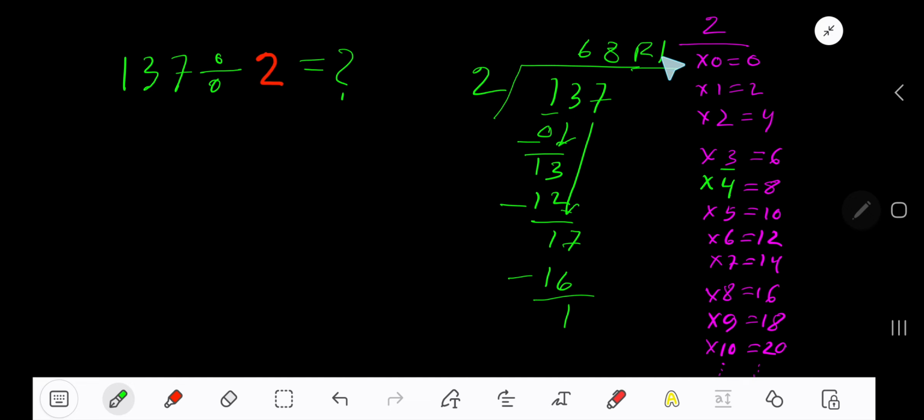But if you want to write your answer in decimal form, then put a decimal here, add a number of zeros, and bring down the first zero. Before the zero there is a decimal. The decimal must come into the quotient directly.